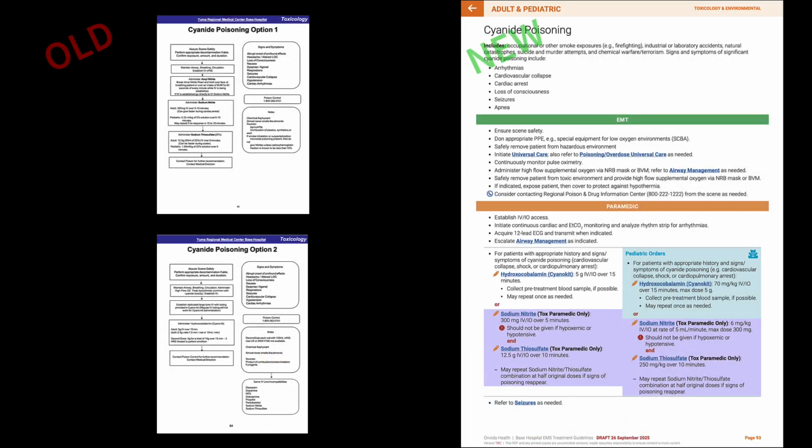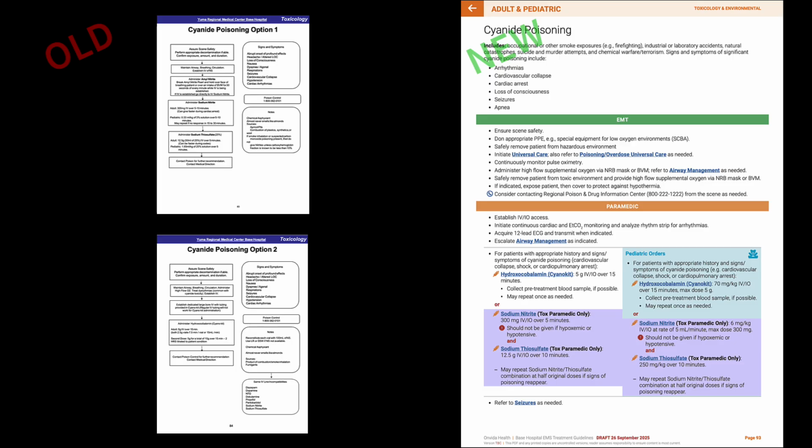The next page is the updated cyanide poisoning guideline. This is going to replace and combine the two older YRMC guidelines that were titled Cyanide Poisoning Option 1 as well as Option 2. In the YRMC version, the treatment path you followed depended on which antidote was available, either hydroxycobalamin or the combination of amyl nitrite, sodium nitrite, and sodium thiosulfate. That split page design is no longer needed.